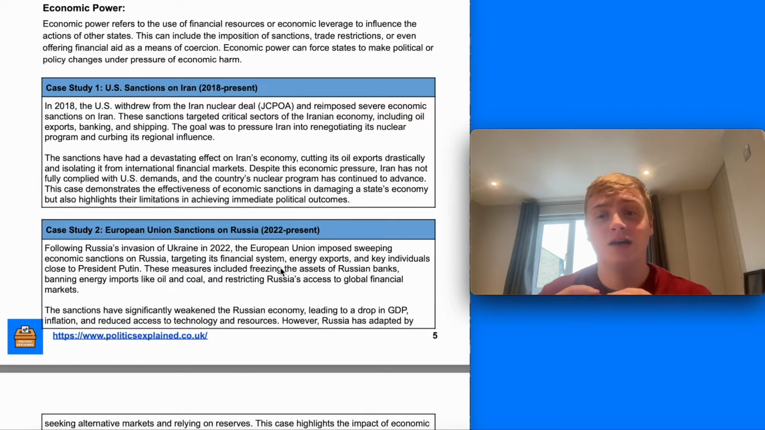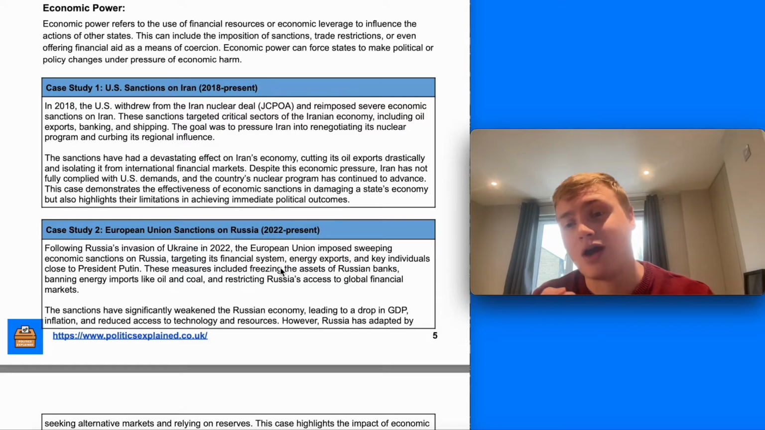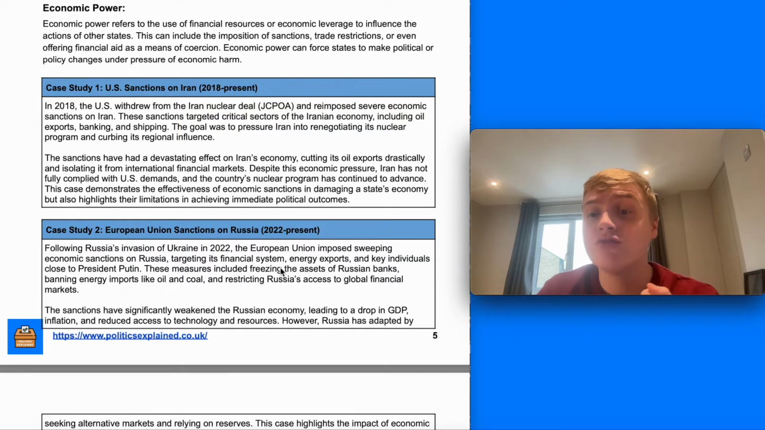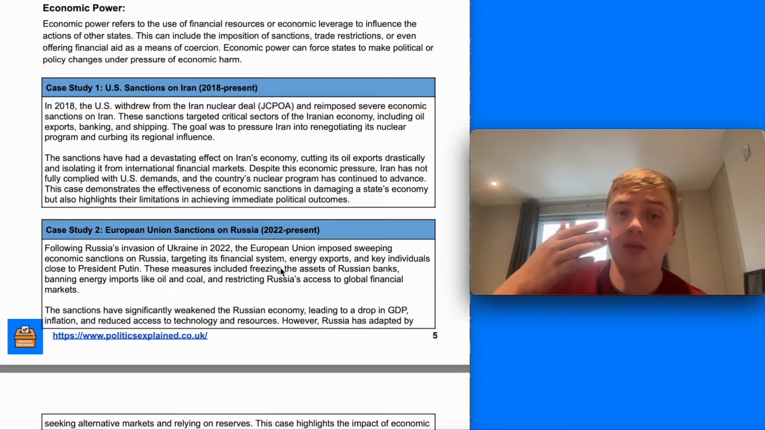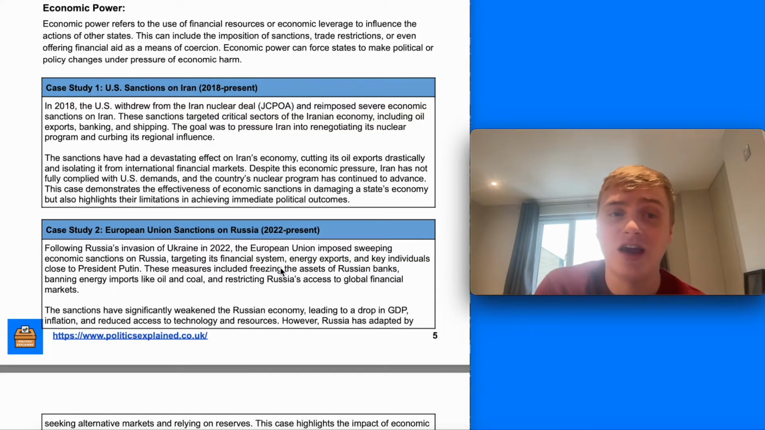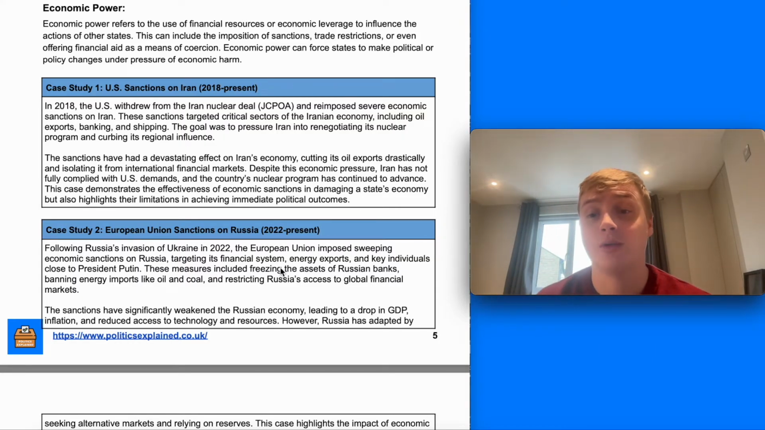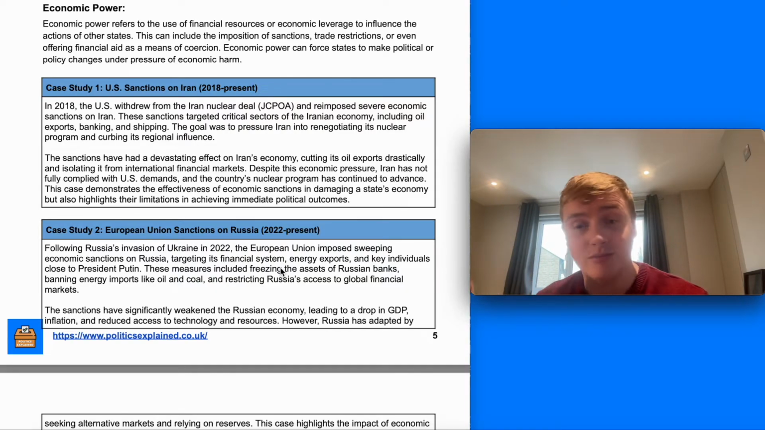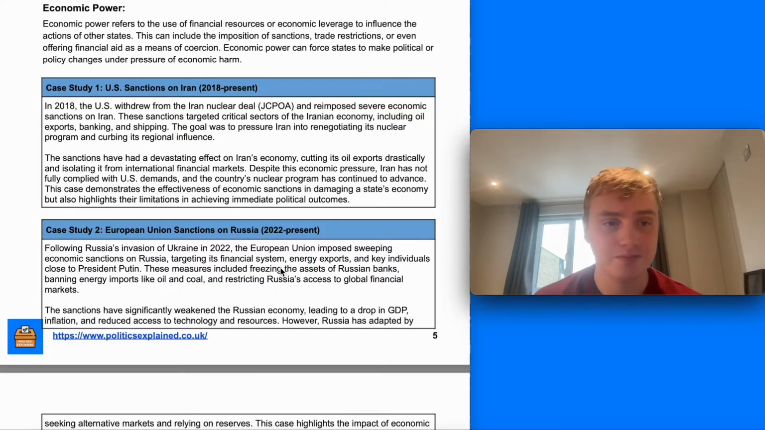And that can be used, either the threat of that or those direct sanctions could be used to try and extract key aims from a state or to punish a state. And can also ultimately force states to make political or policy changes under the pressure of economic harm, which can not only damage a population but damage a government's popularity as a result.